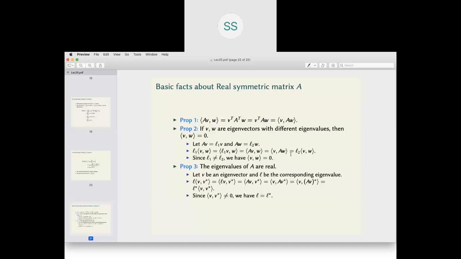You can look up the other proof, other part also. Okay, now the third property, which I don't think we use anywhere: the eigenvalues of A are all real. Why is that?